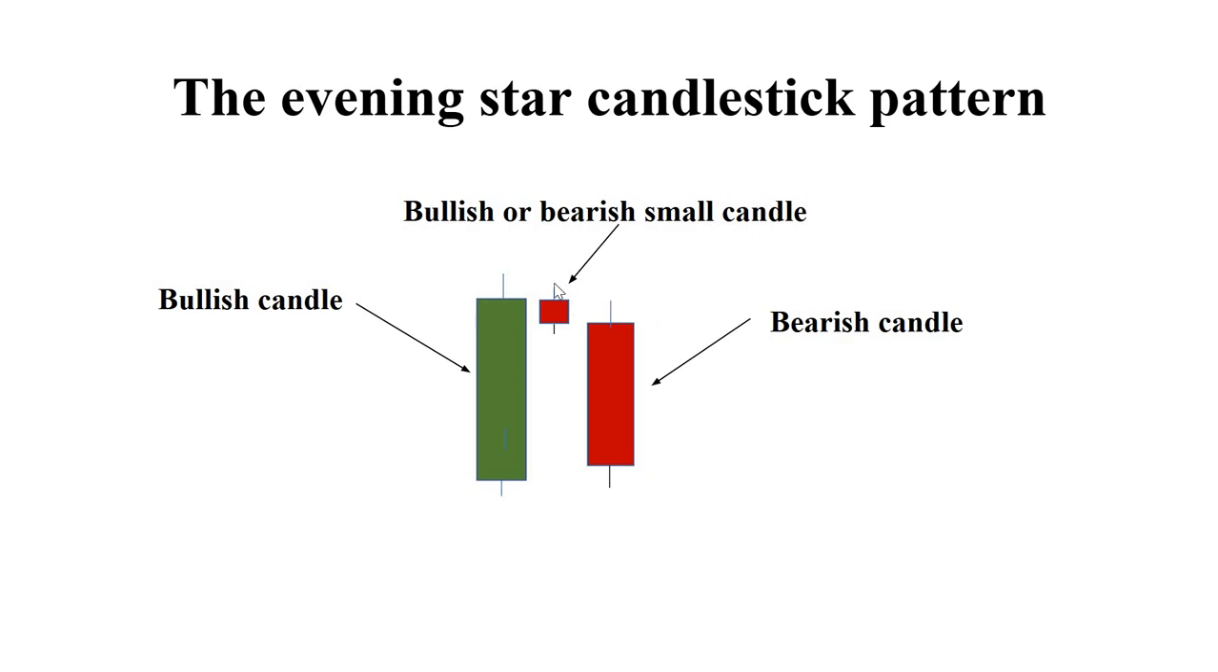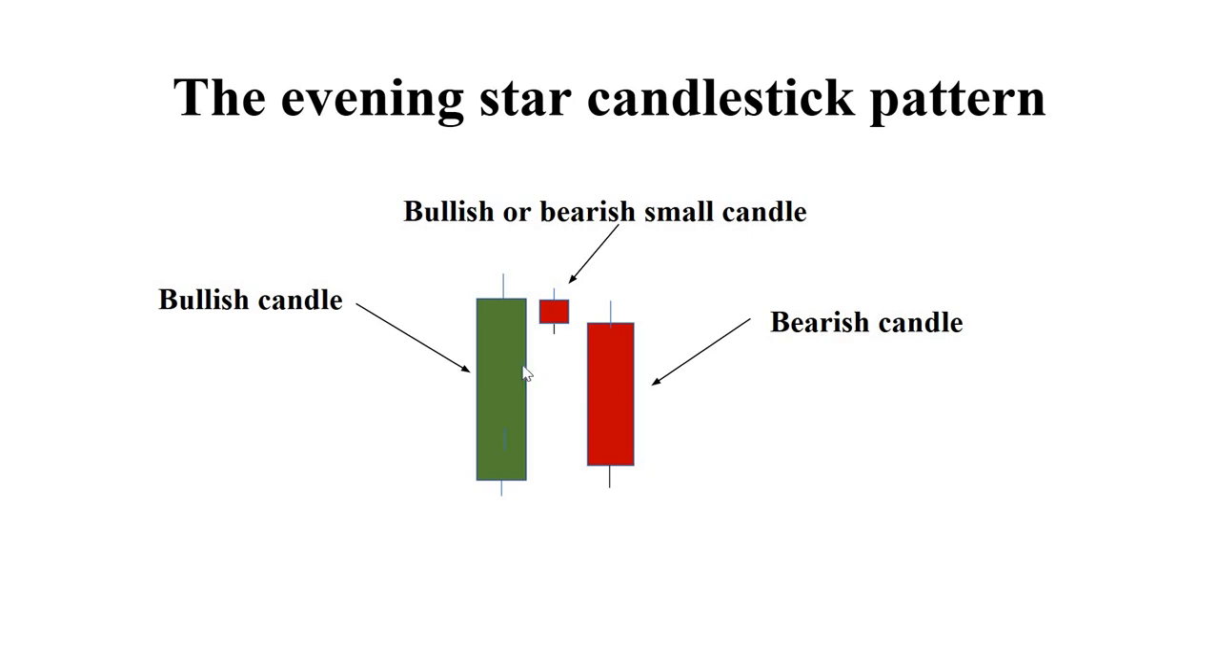So these are the parts of the evening star candlestick pattern. You first of all have a bullish candle, which is the first candle in the pattern. Then you have a second candle or the middle candle. It could either be a bearish candle or a bullish candle, but it should be a small candle, which should represent a small buying or a small selling pressure. Then the next candle that follows should be a strong bearish candle.